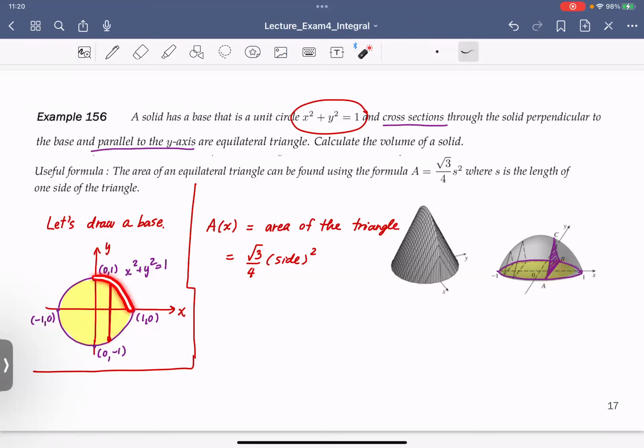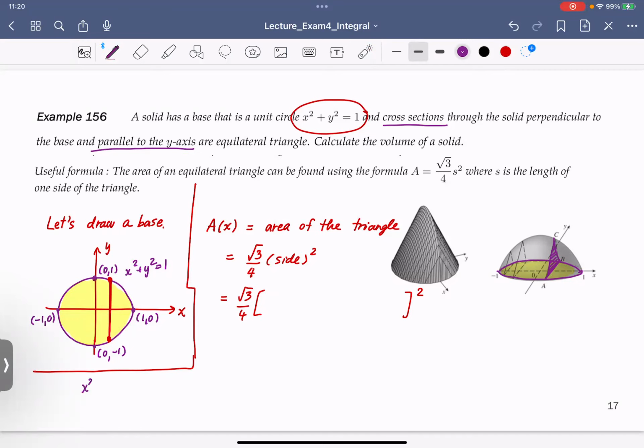The top curve minus the bottom curve, and then square. So what is the top curve here? For the circle, it's a little bit hard for some of you because some of you don't know it.